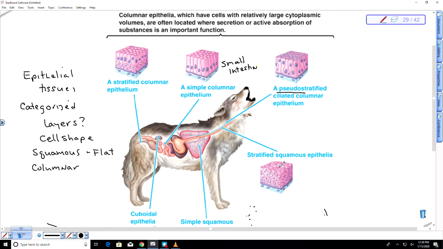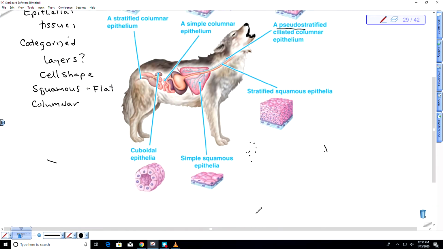Okay. So it is columnar, column shaped. And then I think there's an example of cuboidal. So cuboidal is actually found in the kidneys. So this is in the kidney tubules. So it helps with filtration.